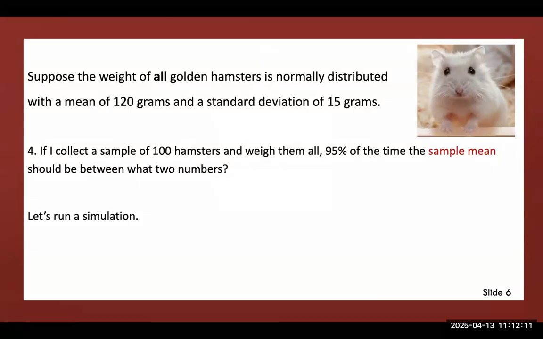What I'm going to do is go into Microsoft Excel, and ask Microsoft Excel to pick 100 hamsters. So we know from the last problem that 95% of the time, our hamster weights should be between 90 grams and 150 grams. So we're going to take a look at our 100 hamsters and just eyeball it and see if all of those weights are between 90 and 150. And then we're going to average all of those weights and see what kind of number we get for the average. Is it going to be somewhere between 90 and 150, or is it going to be closer to the actual mean, 120 grams?